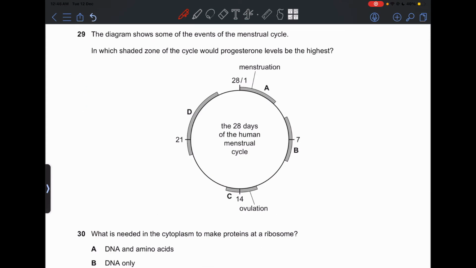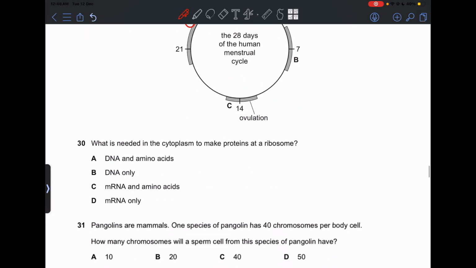29. The diagram shows some of the events of the menstrual cycle. In which shaded zone of the cycle would progesterone levels be the highest? So this is actually around the end, around the area where the menstrual cycle is coming up. So this is actually in the shaded area D.